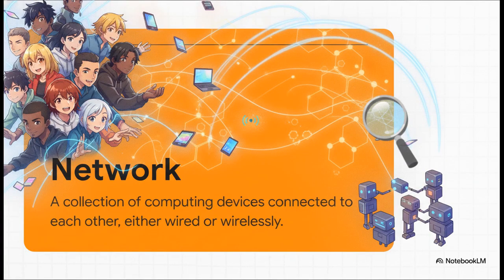Well, at its core, a network is basically just a collection of computing devices connected to each other. They can be plugged into each other with physical wires or connected completely wirelessly. Think of it like a giant digital conversation. A network is just a group of devices linked up so they can talk to one another, share information, and basically work as a team.